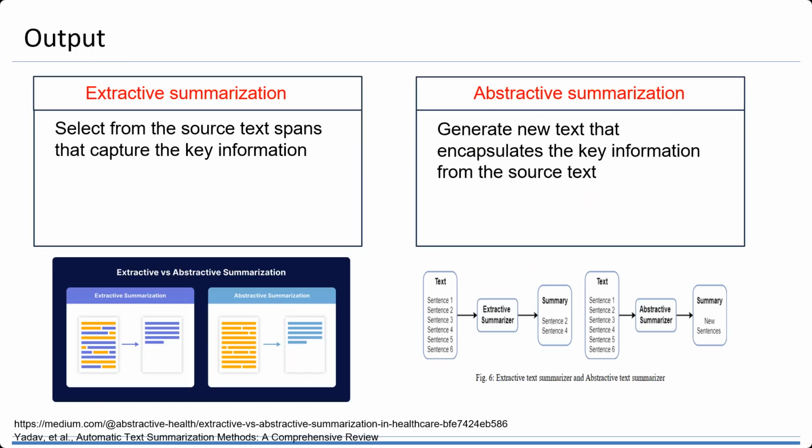Instead of the number of documents, we can distinguish the output into two. The first is extractive summarization, and the other is abstractive summarization. For extractive summarization, we select spans from the source text that capture the key information. If it is abstractive, then we generate new text that encapsulates the key information from the source text.